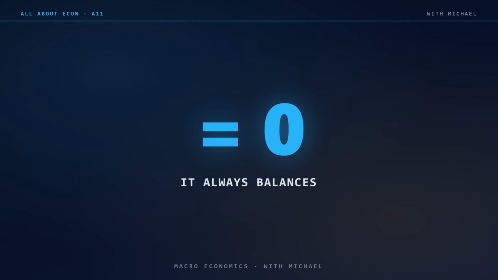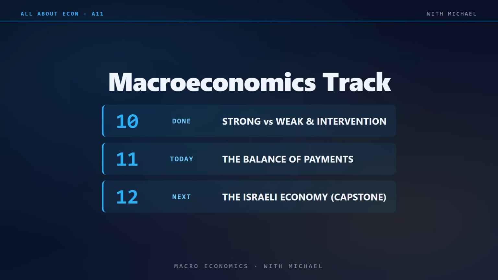In this episode, we open the books on a nation's global finances. You will learn the fundamental rule of credits and debits, the two great accounts that sort every transaction, and the remarkable fact that the whole thing must always balance to zero. Let us build it from the ground up.